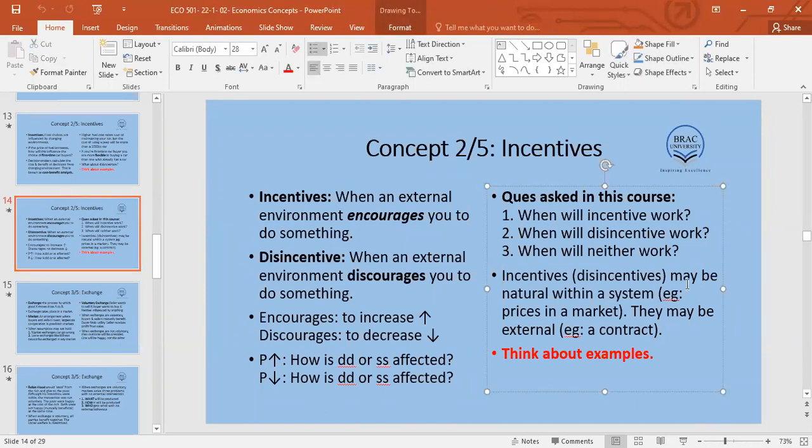Another thing we've already mentioned: incentives can be inherent within the system, like price, income, technology. They can also be external to the system, like when we make a contract. For example, when you came to BRAC University as a student, there were certain codes of conduct. Maybe it's not written, but it is unwritten, which BRAC expects you to follow. At the same time, you also expect BRAC to behave with you in a certain way. Maybe it's not written, but this is external.